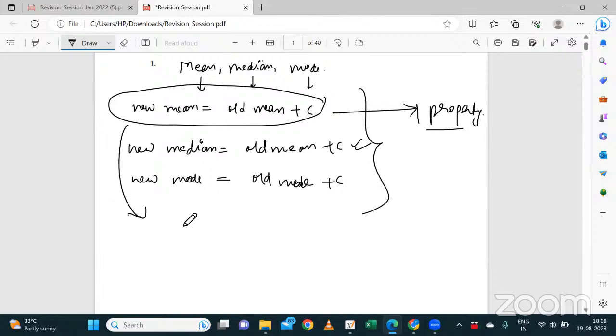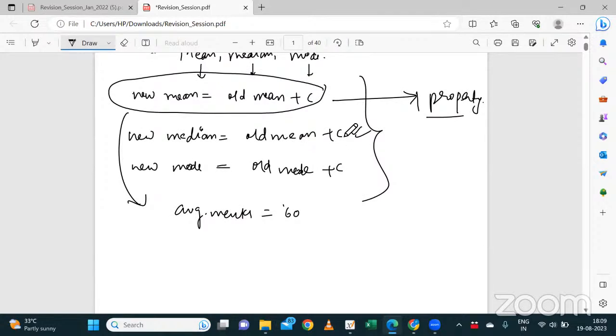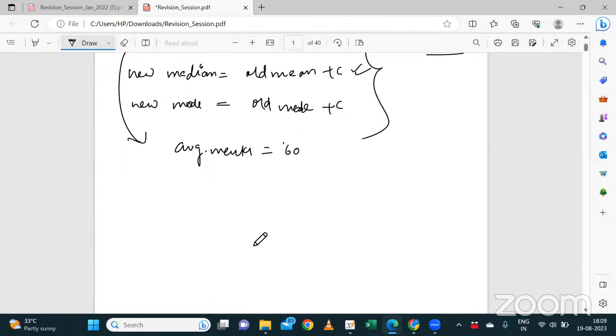Let's take an example. Suppose in a class there are some 50 or 60 students, and the teacher gave marks to each student, and the average marks of that class is, let's say, 60. After some time, suppose one question was wrong and the teacher decided to give 3 marks to all the students. Then you are interested to know the new mean. For such a scenario, this property is very useful. Rather than adding 3 to the marks of each student and then calculating the mean, it's better to directly use the old mean plus that constant value. Is this clear to everyone?